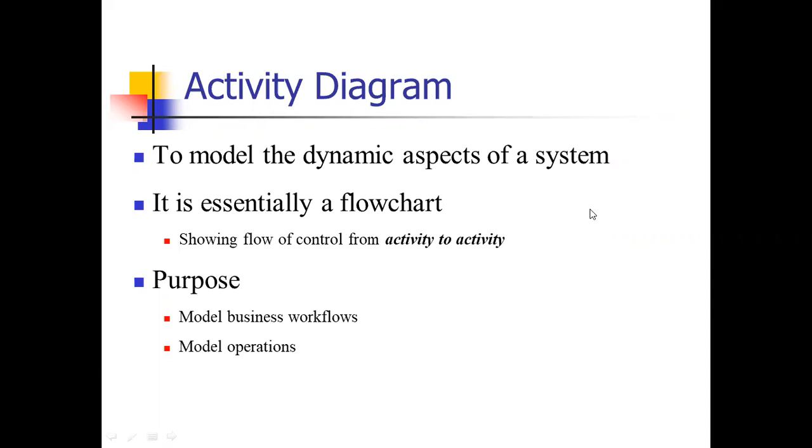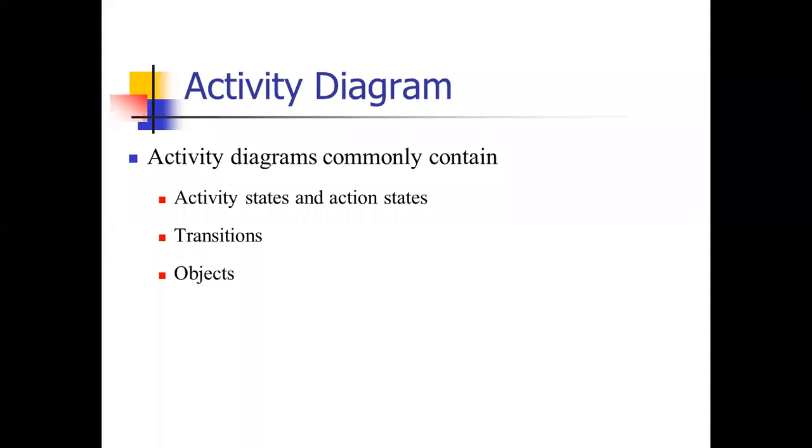It shows flow of control from one activity to another activity, how control moves from one activity to another. So what is the purpose of that activity diagram? It models business workflows and models operations. Activity diagrams commonly contain activity states, action states, transitions, and objects.